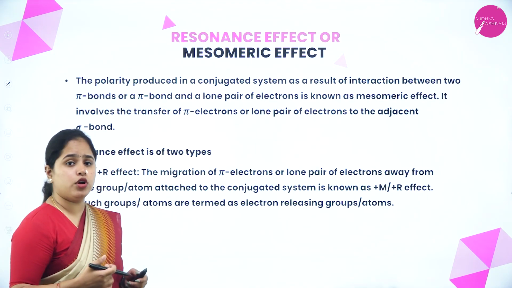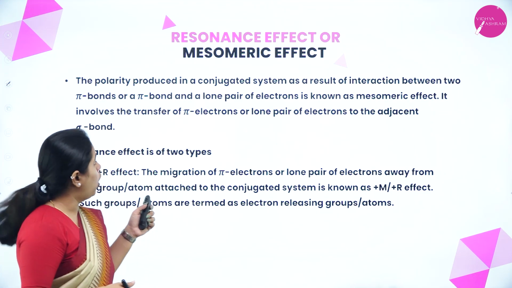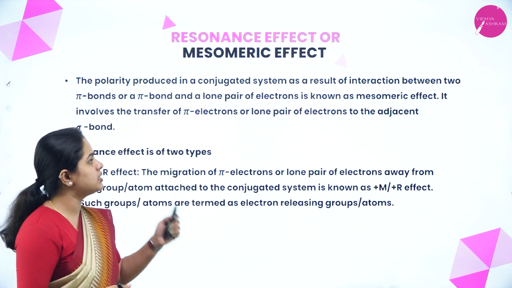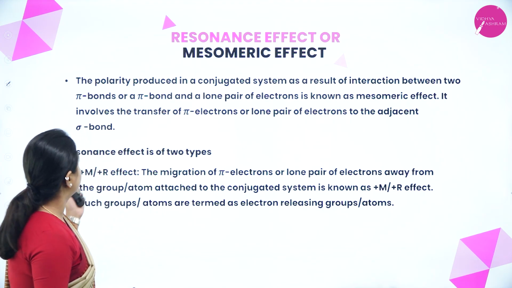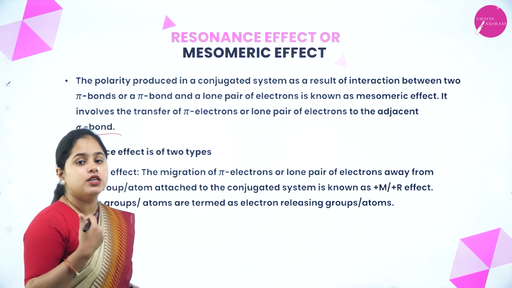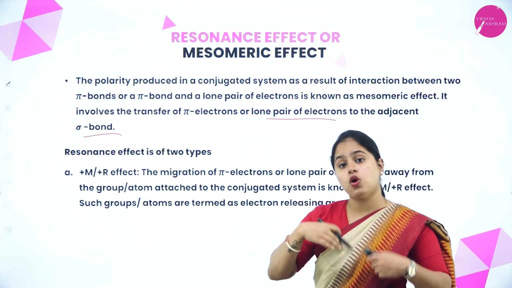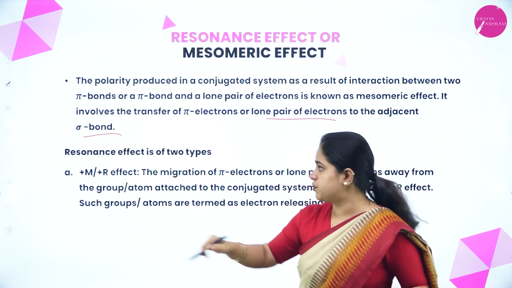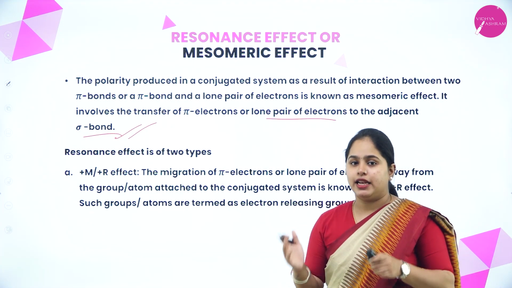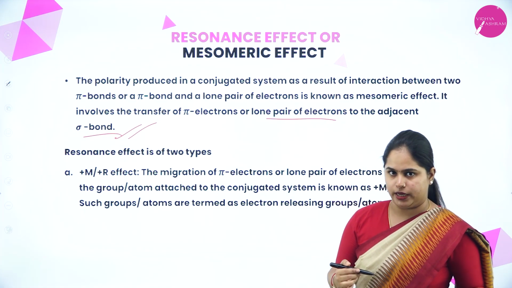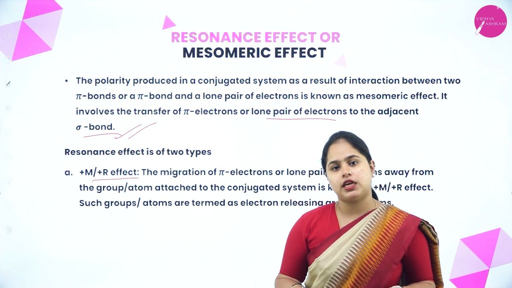Right. So the polarity produced in a conjugated system as a result of interaction between two pi bonds, or a pi bond and a lone pair of electrons, is called the mesomeric effect. It involves the transfer of pi electrons or lone pairs of electrons to the adjacent sigma bond. Okay, mesomeric effect, what happens? The pi electrons or lone pairs of electrons will be transferred to the adjacent sigma bond. In the same way we have studied inductive effect and electromeric effect, resonance effect is also of two types. The first one is plus M or plus R effect, that is positive mesomeric effect or resonance effect.